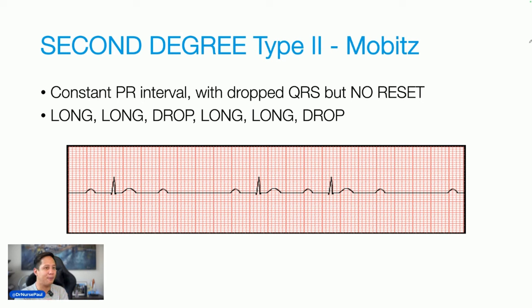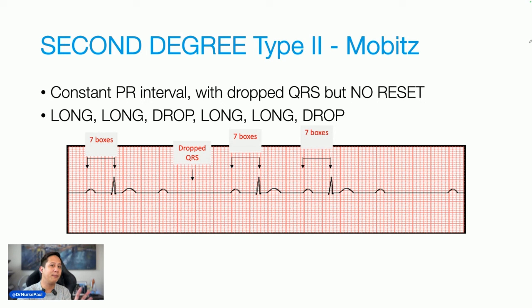You see this? Look at the picture. Long, seven boxes. Long, drop. It started with drop. Long, long, drop. What's the difference between second degree type 2 and type 1? In type 2, it's the same number of prolonged intervals. There's just a drop.